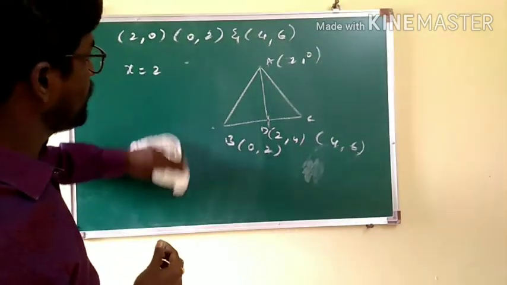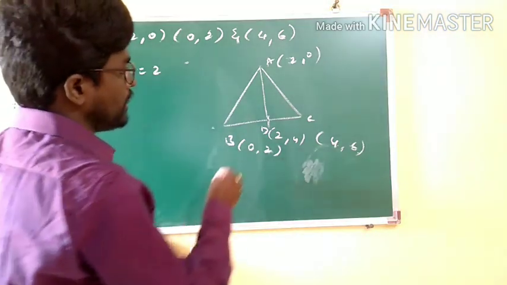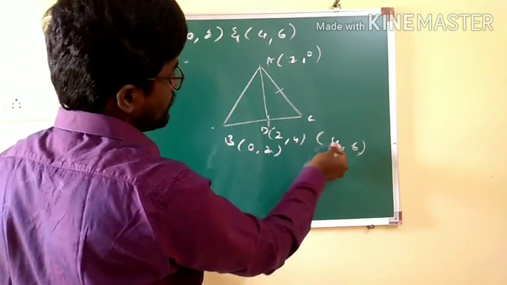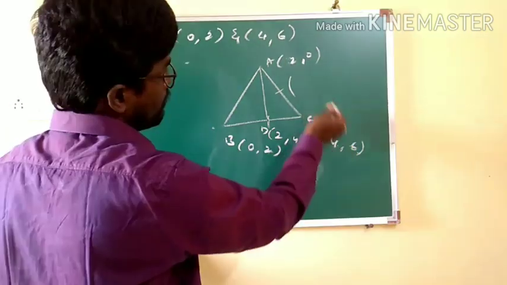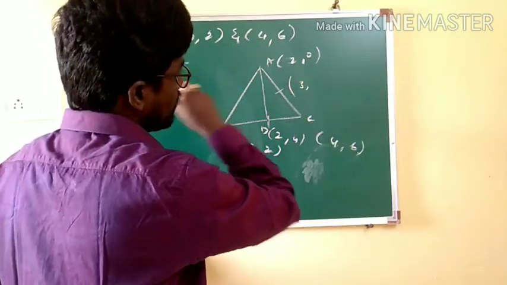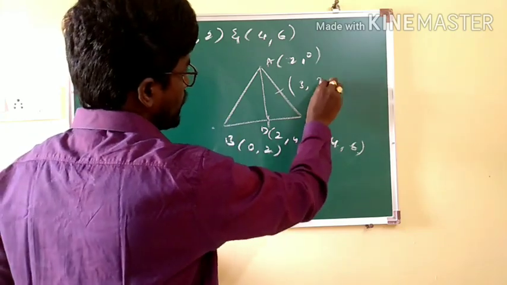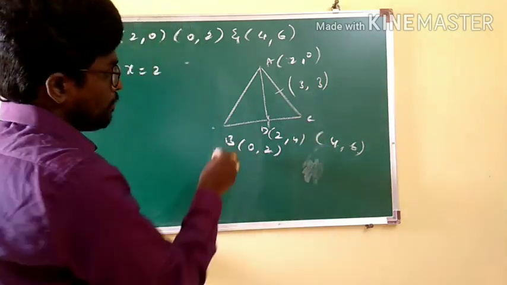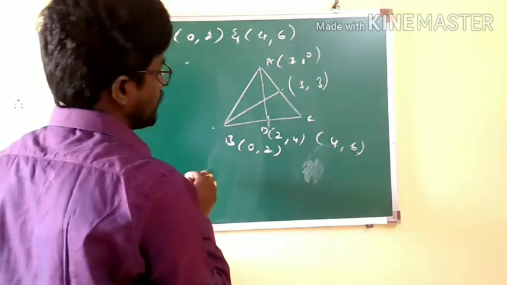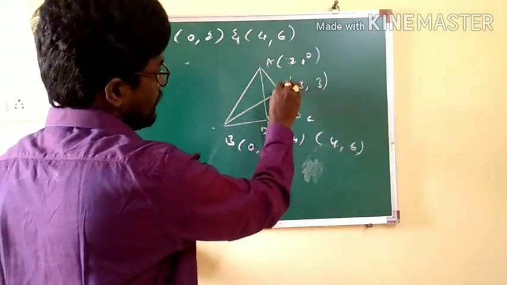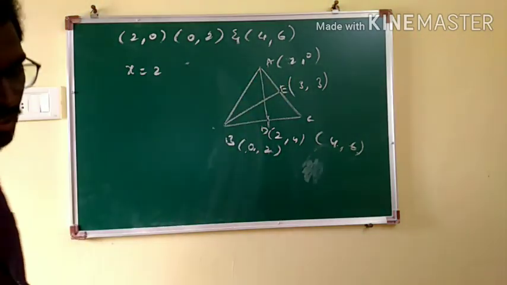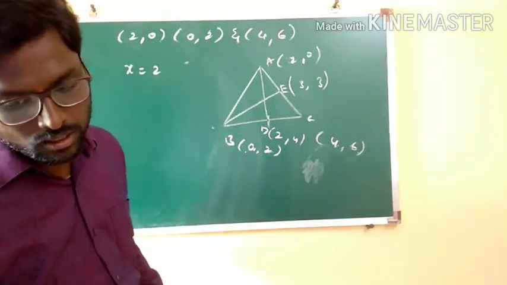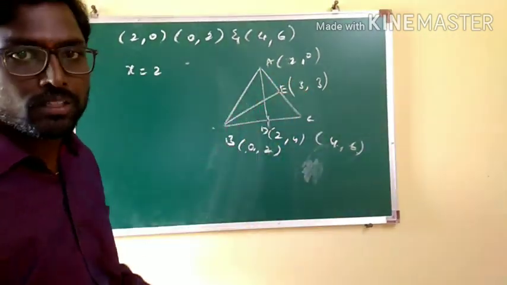Fine. Similarly, what is the midpoint of AC? Midpoint of AC is going to be 4 plus 2, 6 by 2, that is 3, and 6 by 2, again 3, so 3 comma 3. Means you are going to calculate the equation of BE with the help of the 2-point formula. Here we can't take directly. What is the midpoint of AC? It is going to be 3 comma 3.